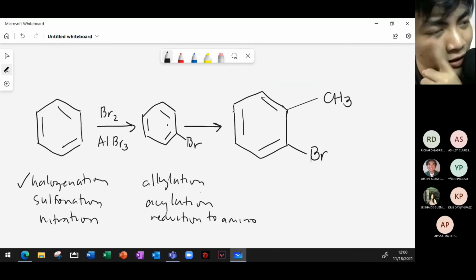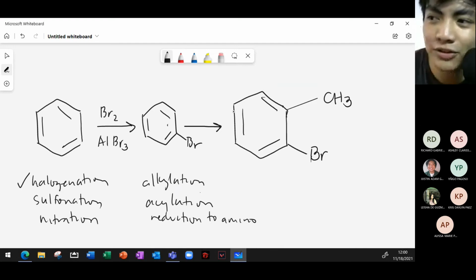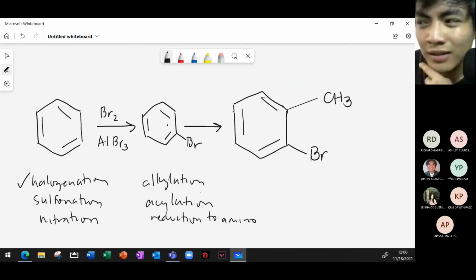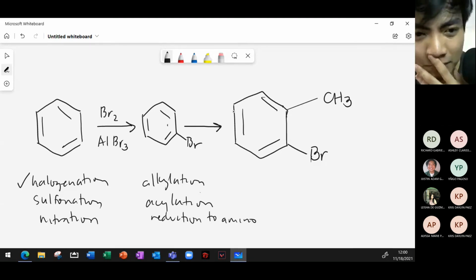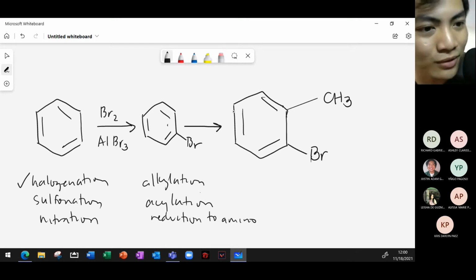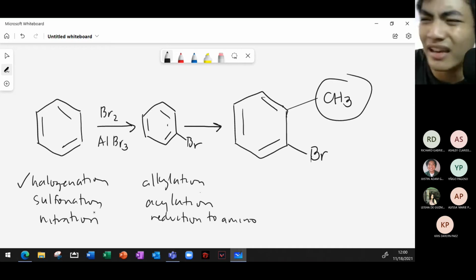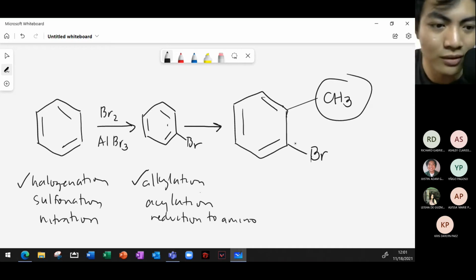Kailangan mo ilagay yung CH3. Paano uli maglalagay ng CH3? Via, ito yung choices nyo. Halogenation, sulfonation, nitration, alkylation, acylation, reduction to amine. Alkylation. Okay? Basta gusto mo magdugtong ng carbon, alkylation. Okay? Basta carbon chain. Pag carbonyl, acylation. So, ito carbon chain yan. Isang carbon lang yan. So, alkylation yung idudugtong mo.